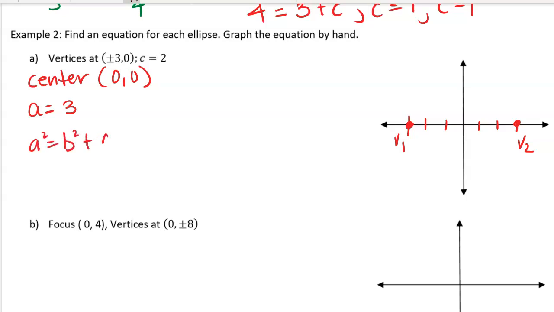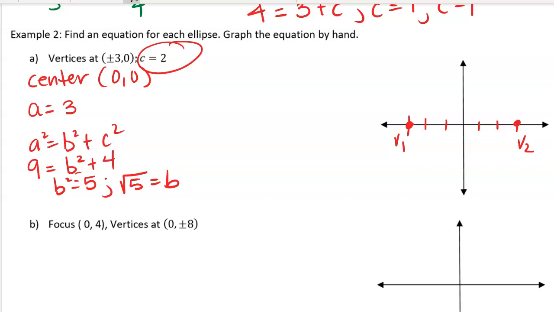Good. All right. A squared is 3 squared, which is 9. B squared is unknown. C is what? 2. And 2 squared would be 4. So B squared is going to come out to be 5, and B is square root of 5. Is that cool?